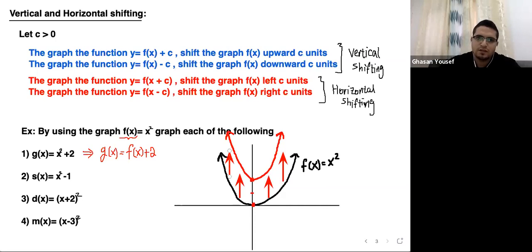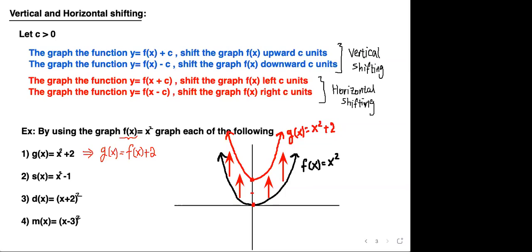So the red function is the function you have to write down, g of x equal x squared plus 2. Now for the second one, who will do the second one? The second one is shift 1 down from the origin, 1 unit down.